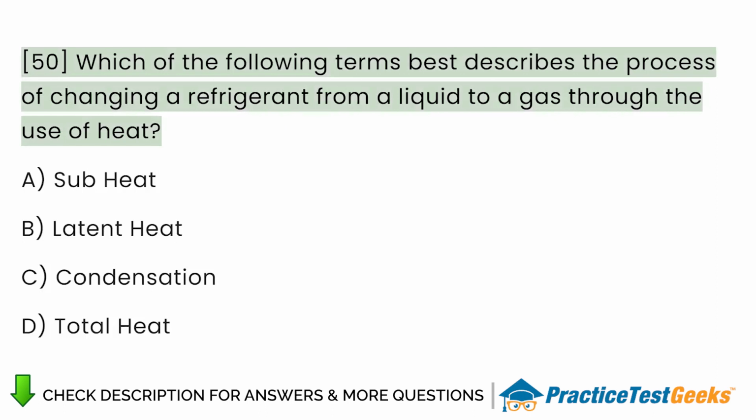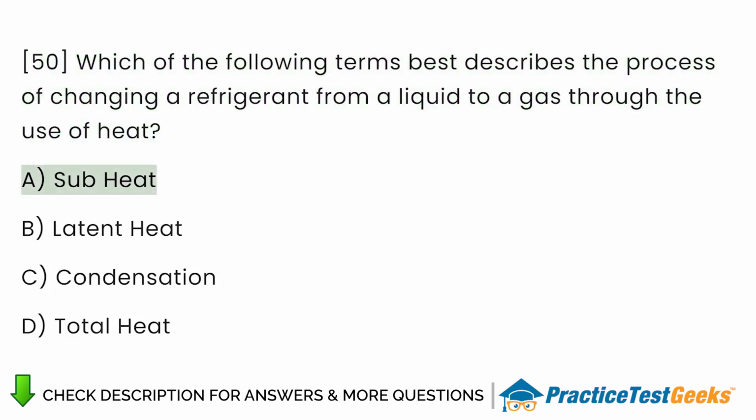Which of the following terms best describes the process of changing a refrigerant from a liquid to a gas through the use of heat? A. Subheat. B. Latent heat. C. Condensation. D. Total heat.